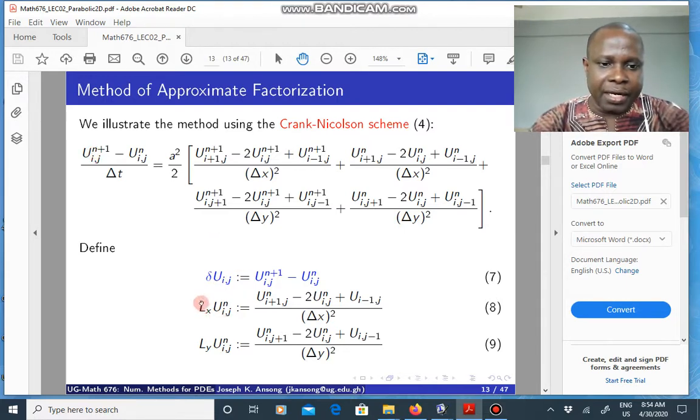We'll let the operator Lx represent this second order difference operator. So this one will be Lx u to the n plus 1. This will be Lx u to the n. And this one will be Ly u to the n plus 1 and Ly u to the n. So we just use this to simplify this, so that we don't carry around this complicated expression. Okay, so we use this a lot in the subsequent lectures. So take note of these operators.